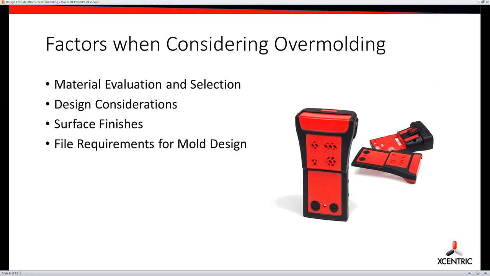So some of the things to consider when thinking about overmolding. Material is big. You want to have materials that are compatible with each other, that can be molded together. In design as well, how the two parts are going to work together and what that outcome is going to be, surface finishes, and then file requirements for mold design for any manufacturer.